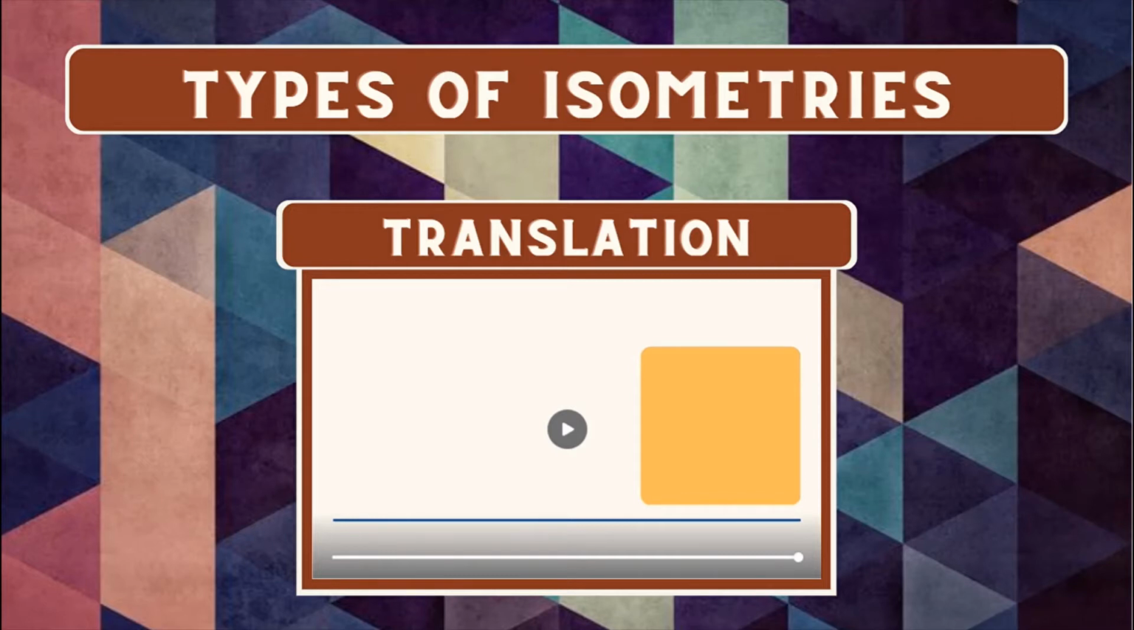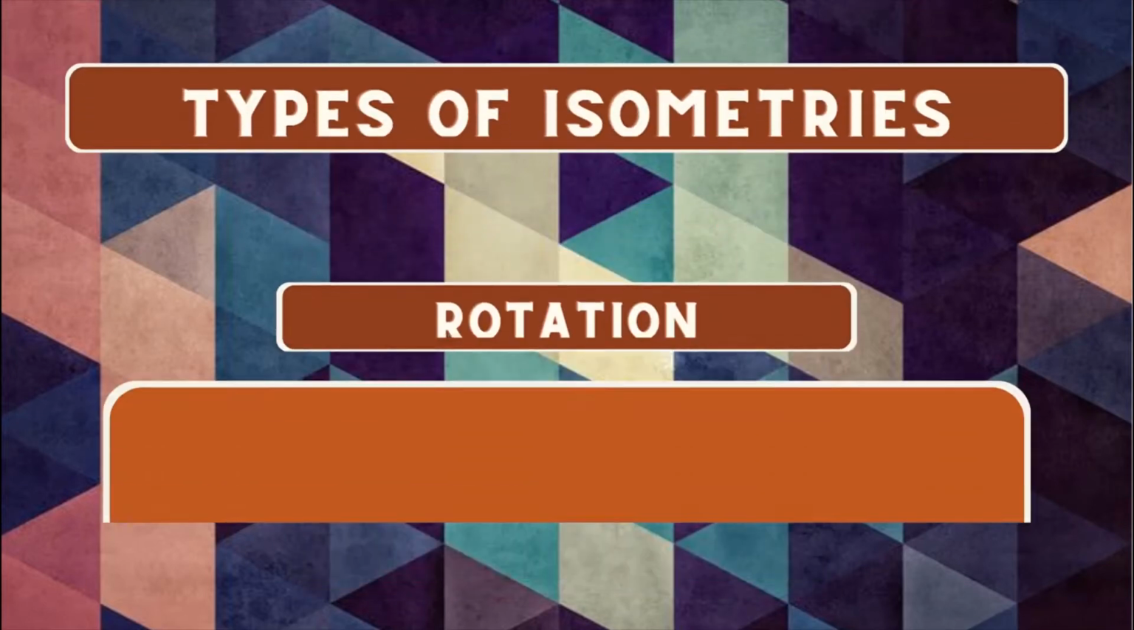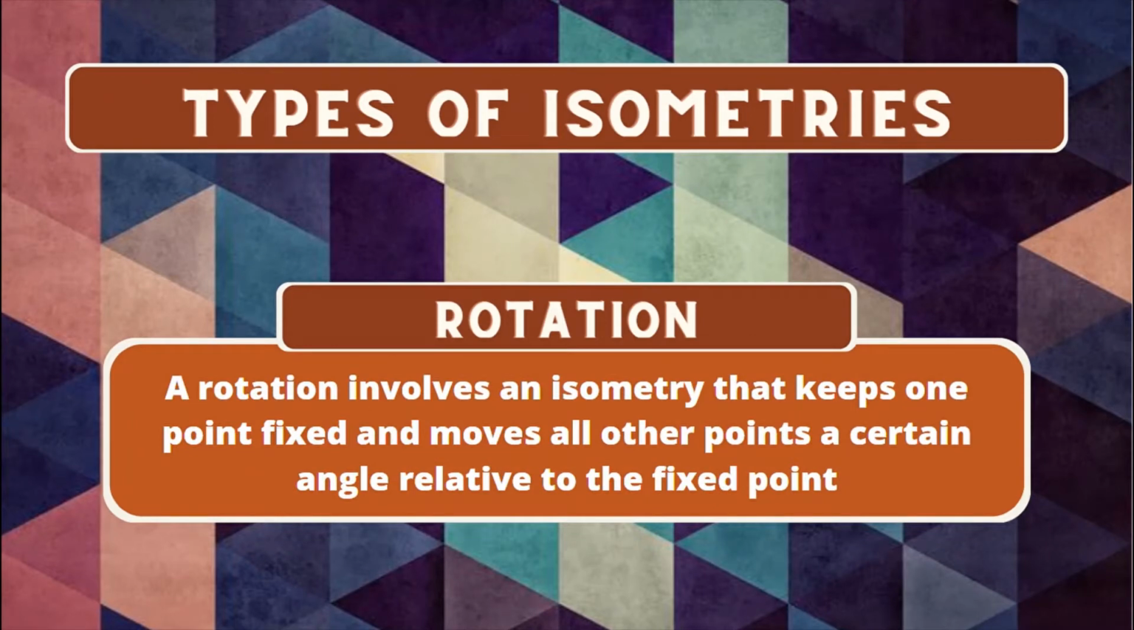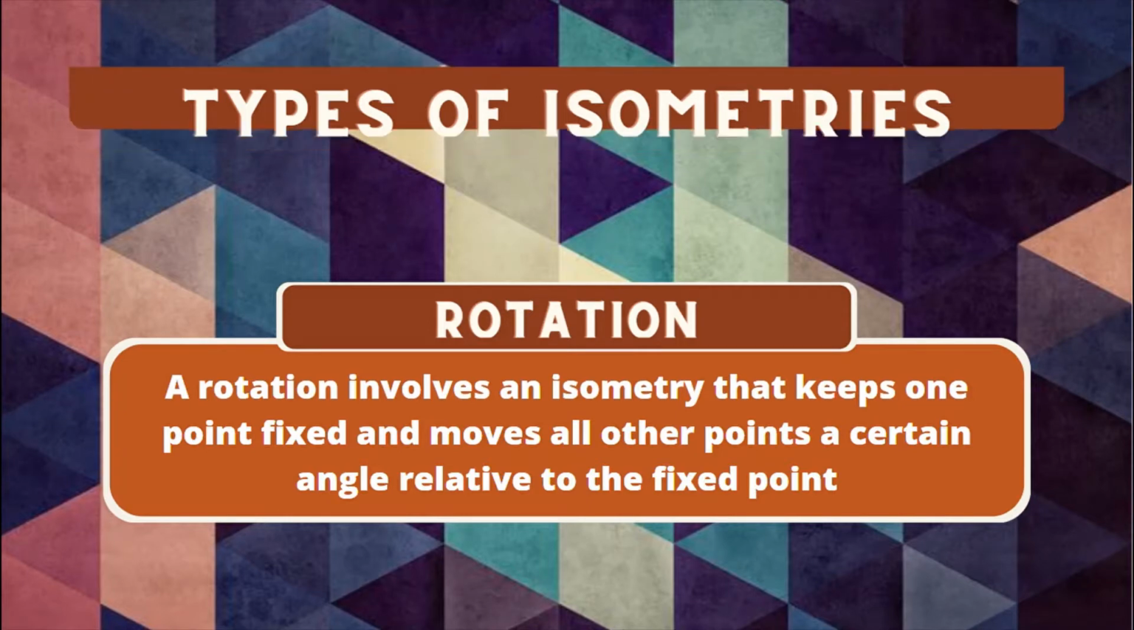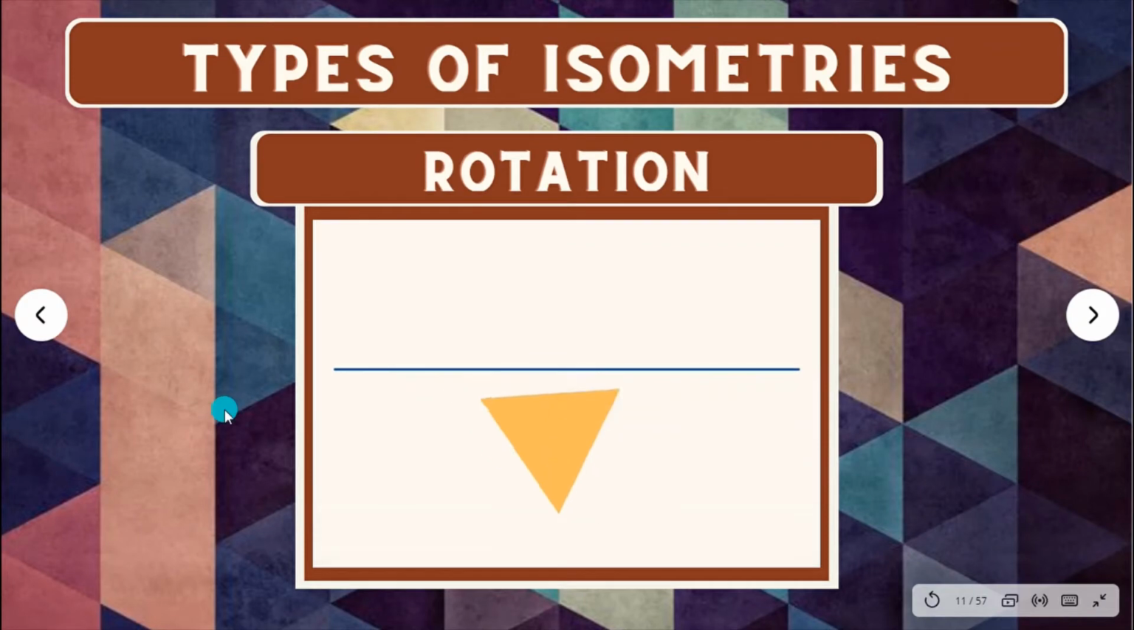We have rotation. A rotation involves an isometry that keeps one point fixed and moves all other points at a certain angle relative to the fixed point. In rotating an object in a plane, one point must remain fixed while the other points are the only ones being moved around, depending on the central point, also known as a fixed point. In understanding how rotation works, we should know the pivot point and the amount of rotation based on the angle and direction of the movement. As an example, here is a figure of a triangle being rotated 90 degrees counterclockwise on a straight line. Let's have a look at it again.